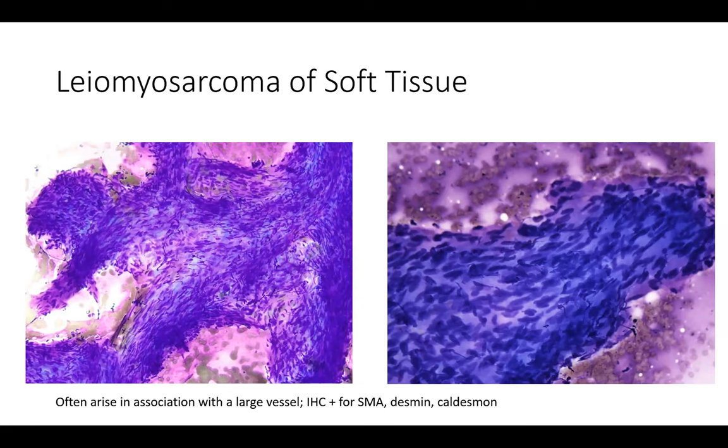And the fact that these are often very pleomorphic and have pronounced atypia really, while these may overlap with malignant peripheral nerve sheath tumors, you can see here that this is likely not a synovial sarcoma. Immunohistochemistry can be helpful, and these will be positive for the smooth muscle markers SMA, desmin, and caldesmon.